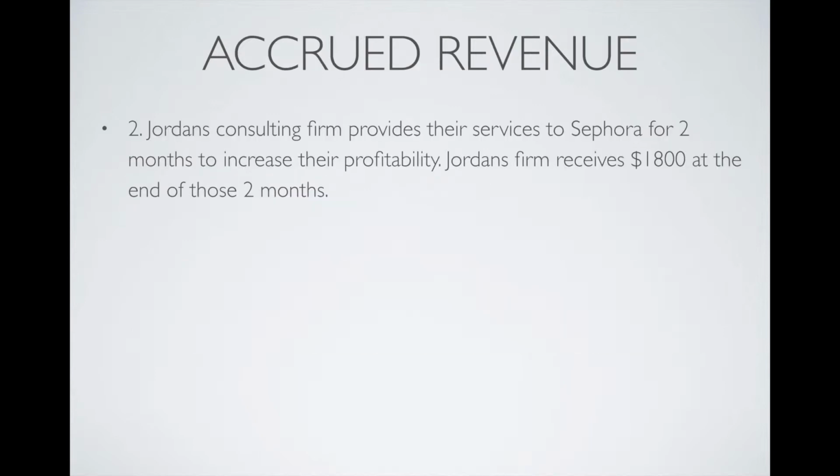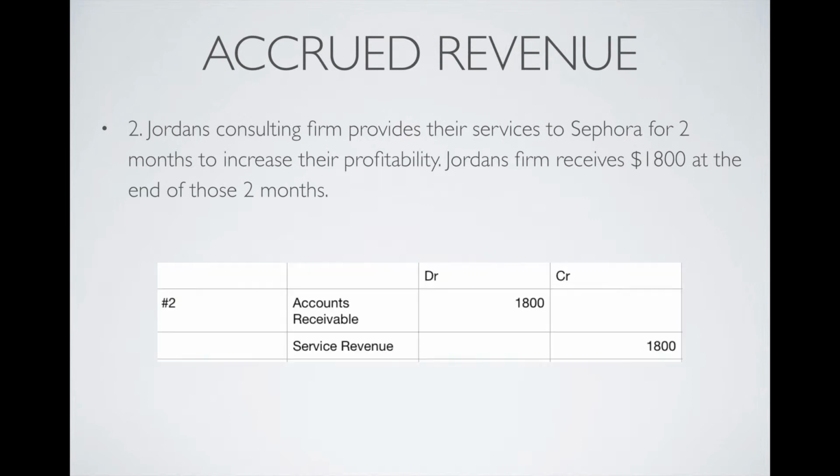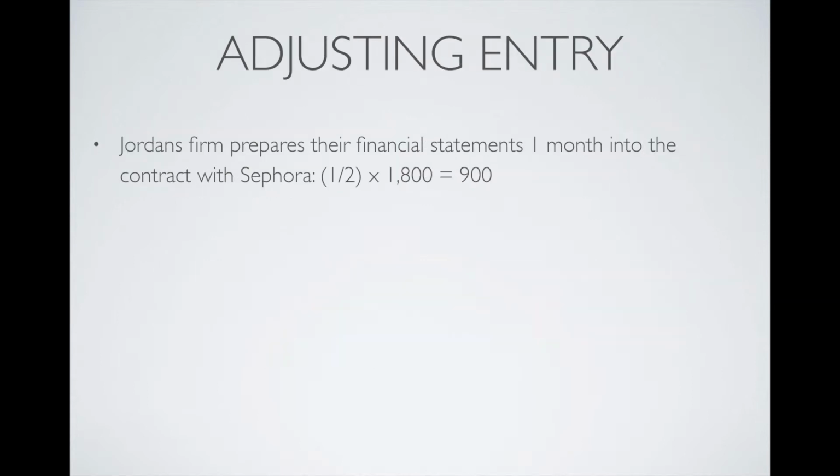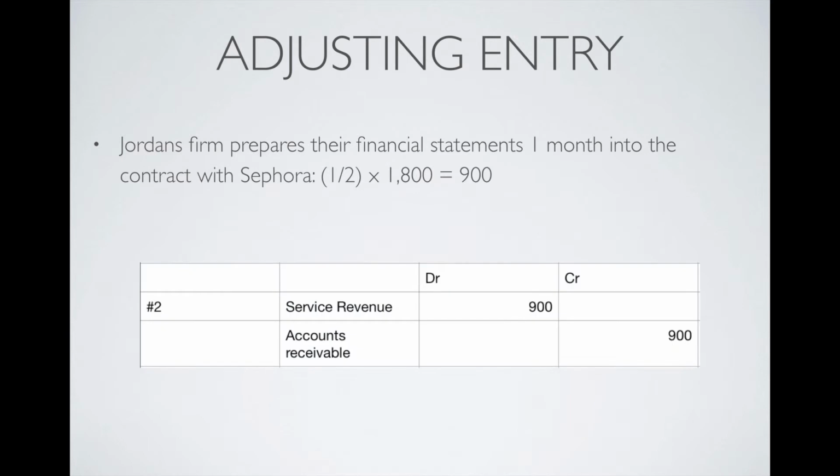Now, for accrued revenue. Let's suggest that another firm provides their services to Sephora for 2 months at $1,800 upfront. In this situation, accounts receivable is debited and service revenue is credited. Now, after 1 month, if they produce their financial statements, they've only performed half of the service. They again would only earn half the revenue, so we would debit service revenue $900 and credit accounts receivable $900.